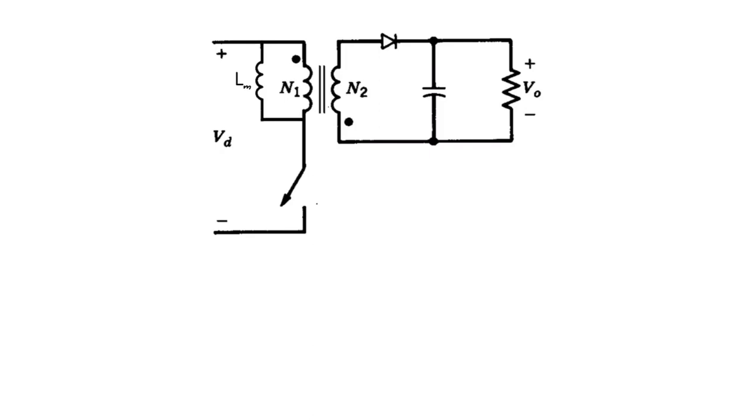Now I will show you how a flyback converter works and how you'll find the ratio between VO and VD. So what you need to think about is when the switch is on and off. When it's on, the current will go through the transformer like this.